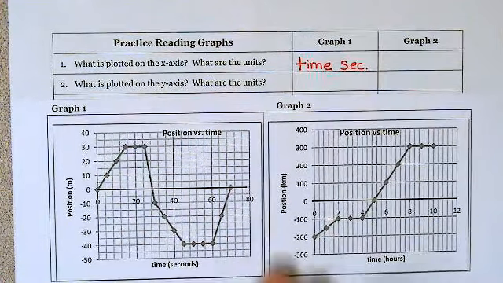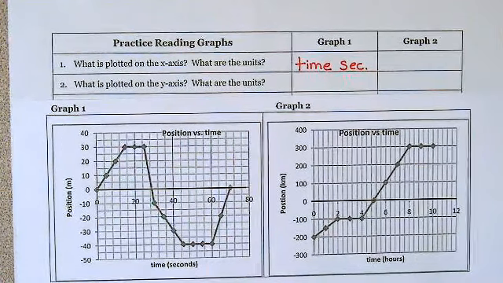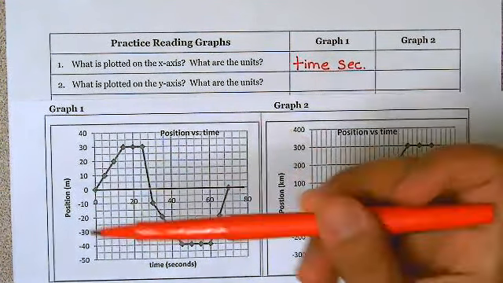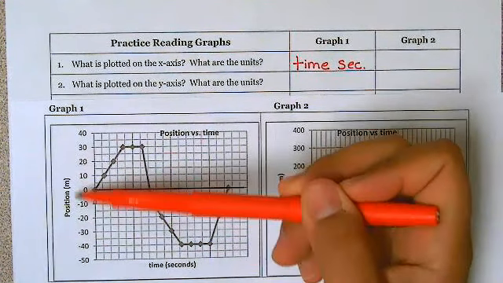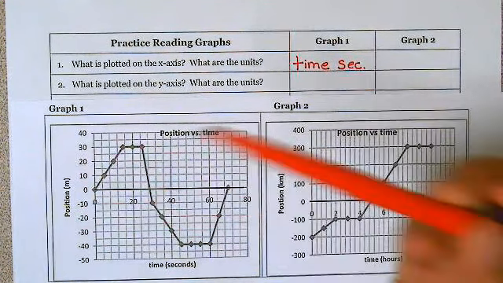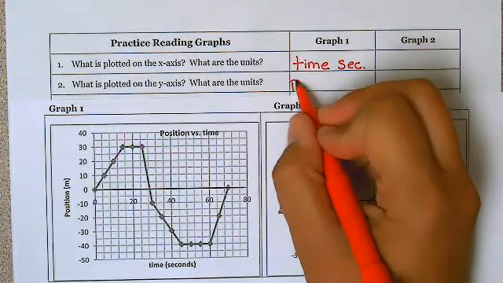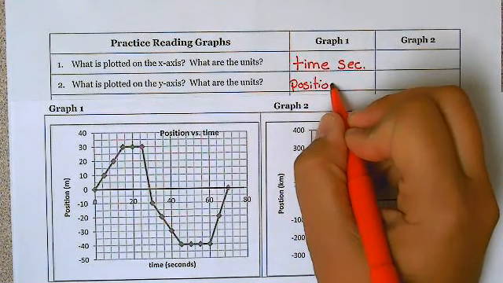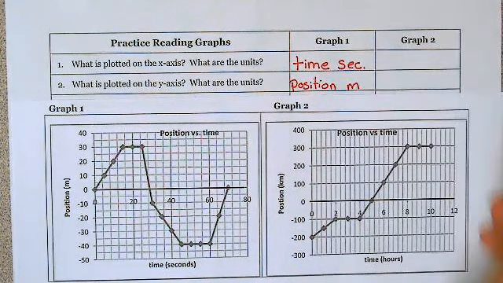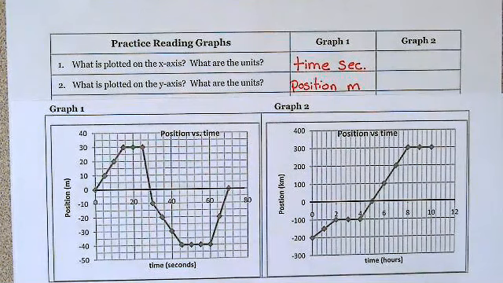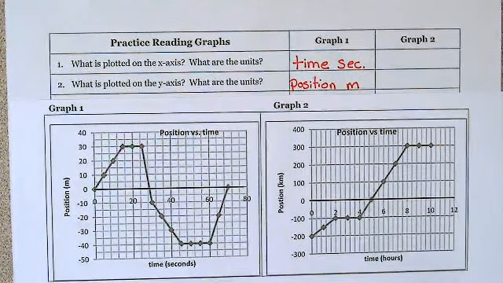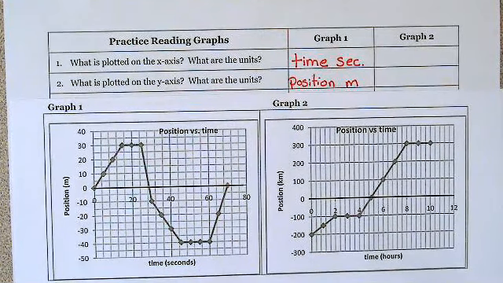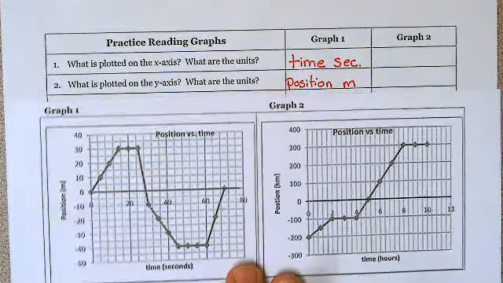Okay, question 2. What is plotted on the y-axis and what are the units? So the y is here. So this is position in meters. Remember, m is meters, m is not miles. We're doing metric system for science.